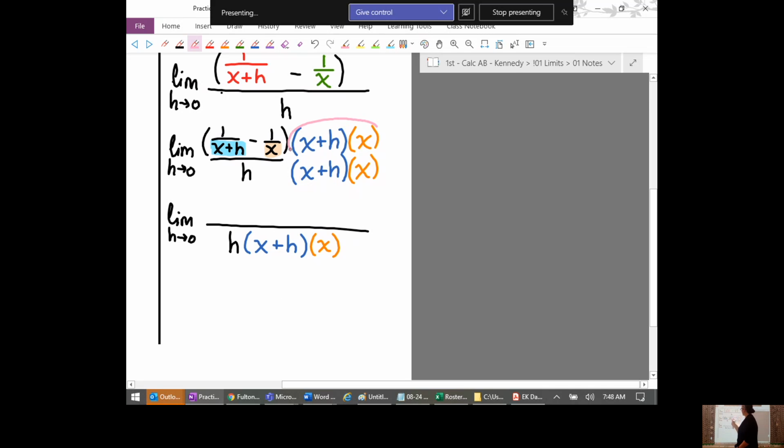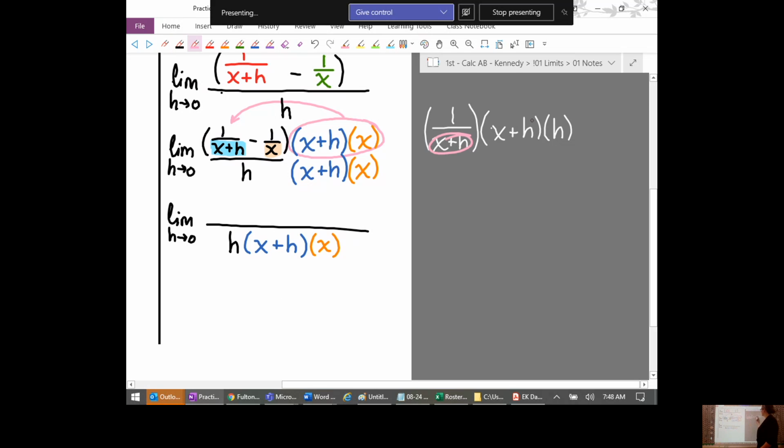Because my job is to take x plus h times x and distribute it here and here. So what I'm going to do off to the side as some scratch work is each of those distribution steps. So let's do the first distribution step. I have 1 over x plus h, and it's getting multiplied by x plus h times x.